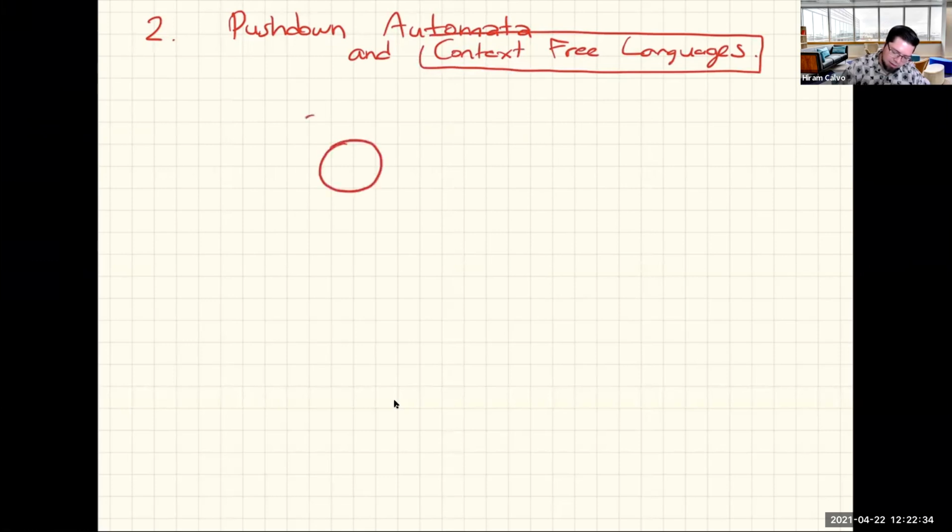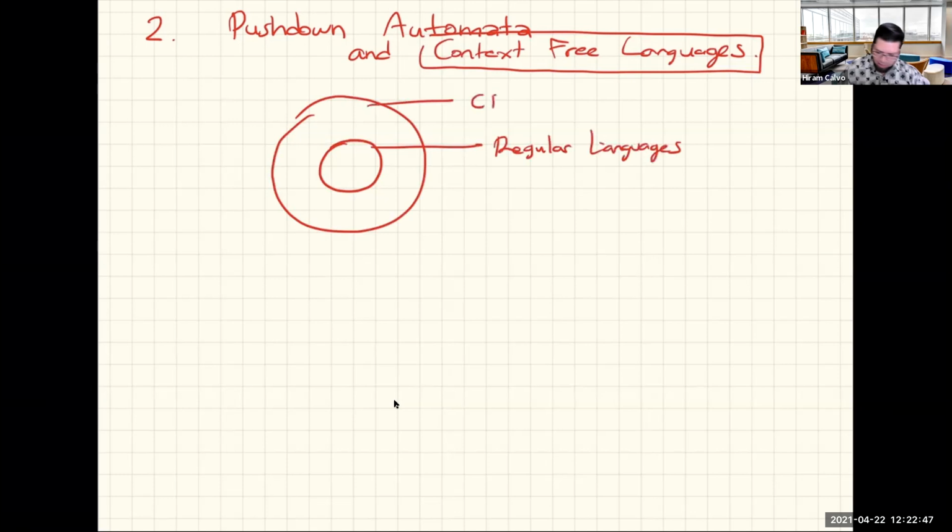So if we draw these sets, here we have regular languages, and here we have context-free languages. We will always write CFL, or in the case of grammars, CFG. This is a very common way of writing this. So as you can see, every regular language is in turn a context-free language.